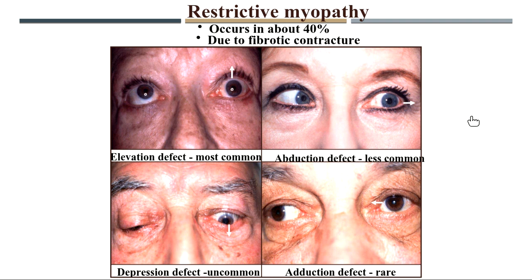And when you are adducting, what would have to be fibrosed to prevent the patient looking medially? It would be the lateral rectus, wouldn't it? Yes.